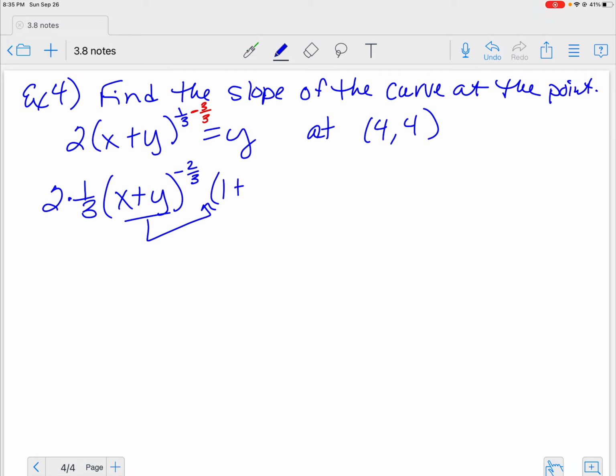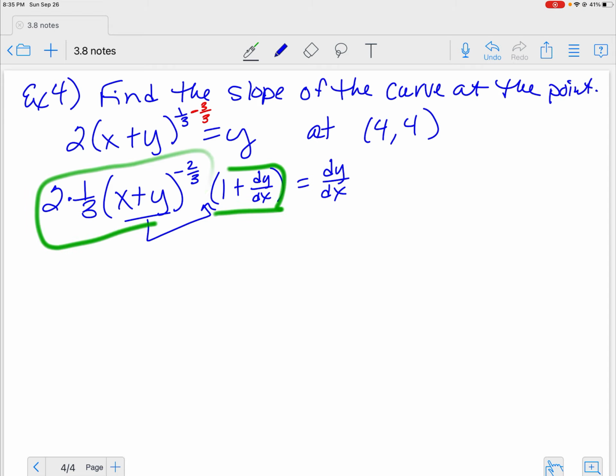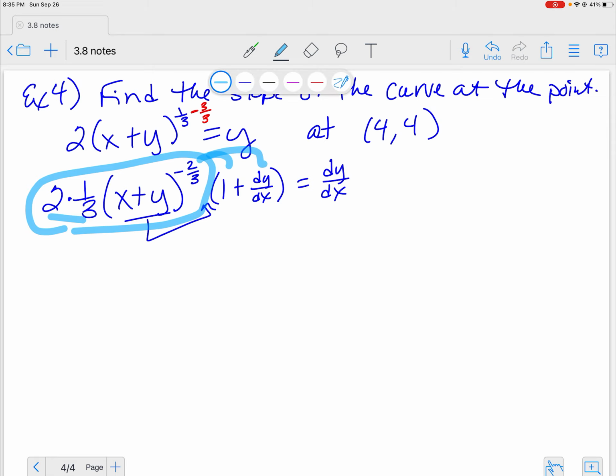Well, the derivative of x is just a 1, but the derivative of y is dy/dx, equals, and then I have a dy/dx over here because it's that y again. Now remember this from last time when we were working that other problem? Anytime you have this term and you've got this dy/dx on the inside of these parentheses, you have to distribute. So I'm going to take this 2/3 and distribute to both of those. So now we just algebra, right? Now we just algebra and isolate the dy/dx.